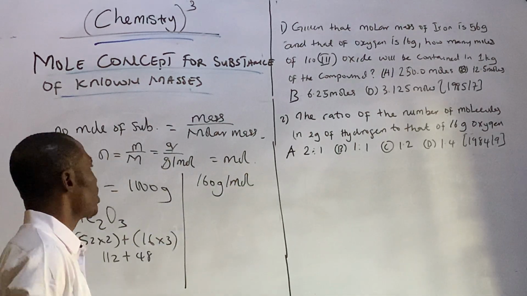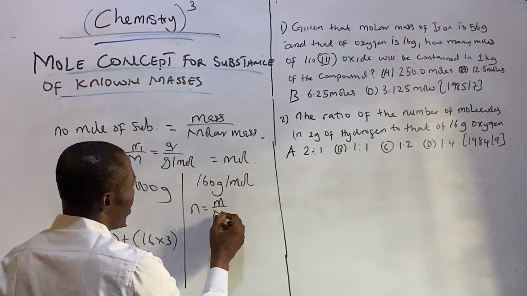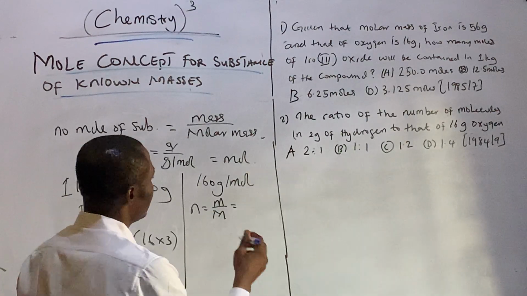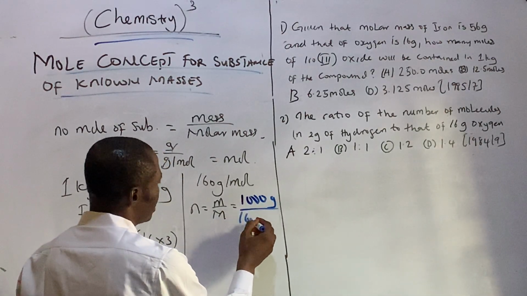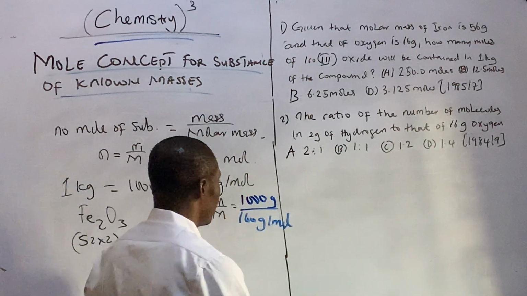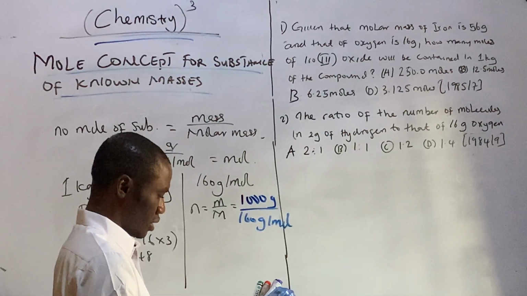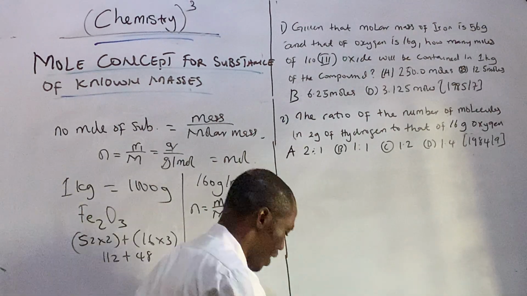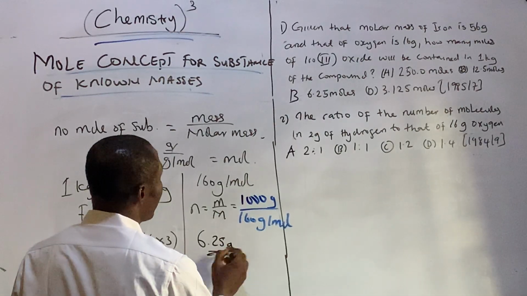All right, if that is known, I'm going to bring back this equation. Number of mole is equal to small mass over the molar mass. The mass is 1,000 gram, so I'm dividing by 160 gram per mole. If I do my math, 1,000 divided by 160 gives 6.25. So what I have here is 6.25 mole. So that's the final answer.